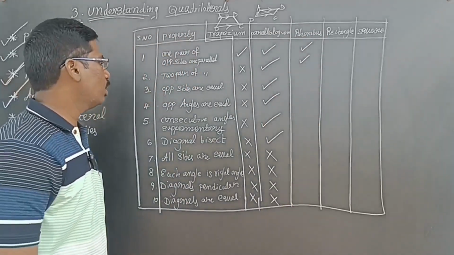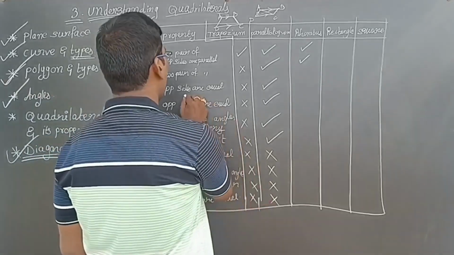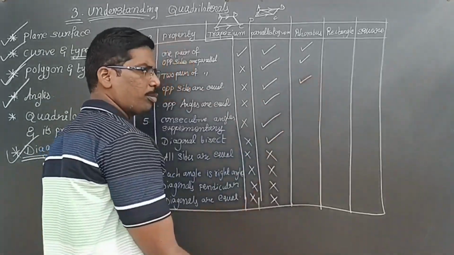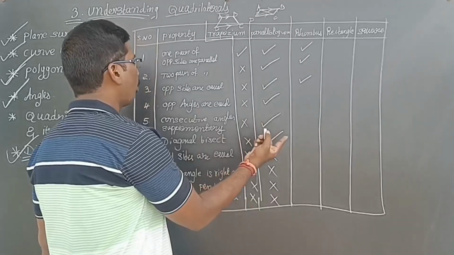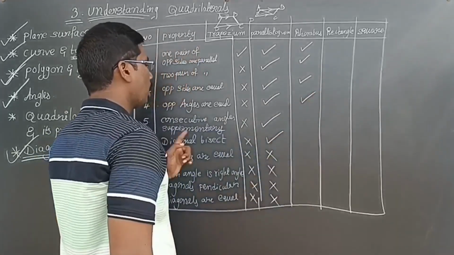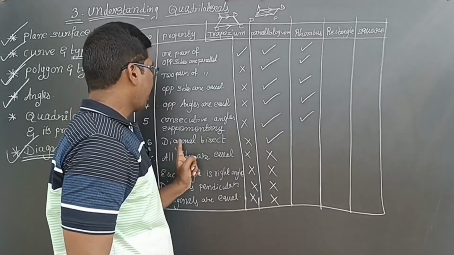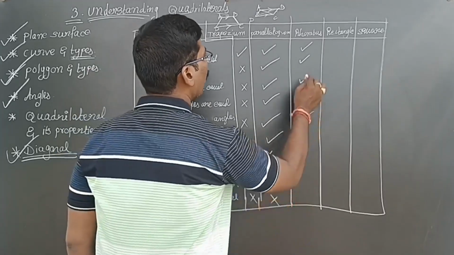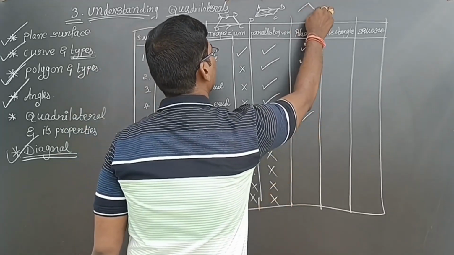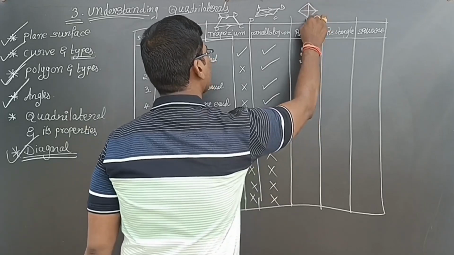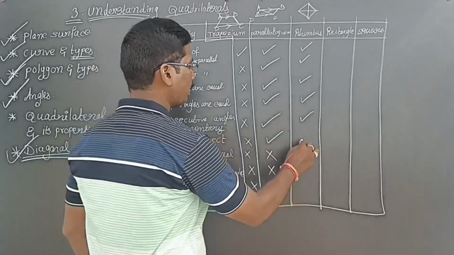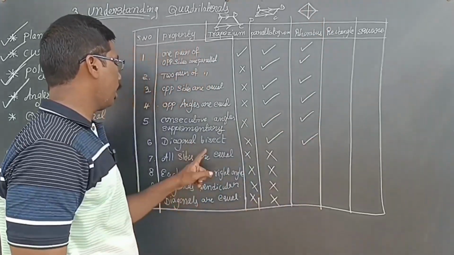Two pair of opposite sides also parallel. Opposite sides are equal. All sides are equal means opposite sides are equal. Opposite angles are equal. Yes. Consecutive sides are supplementary. Yes. Diagonals are bisecting. So in the rhombus, first of all you have to draw the diagram. Yes. Diagonals are bisecting.